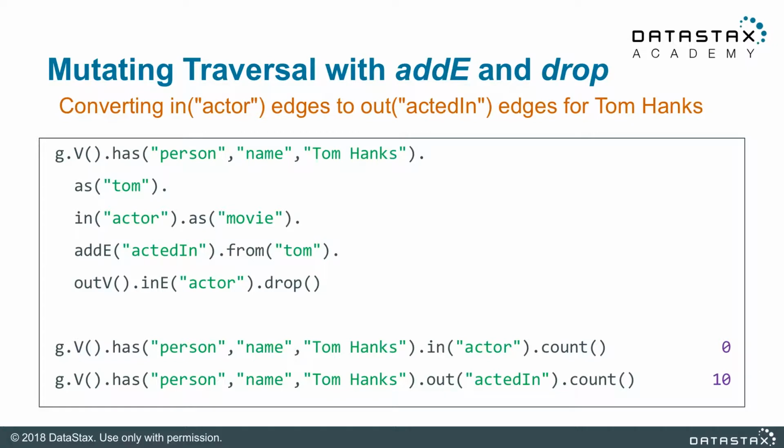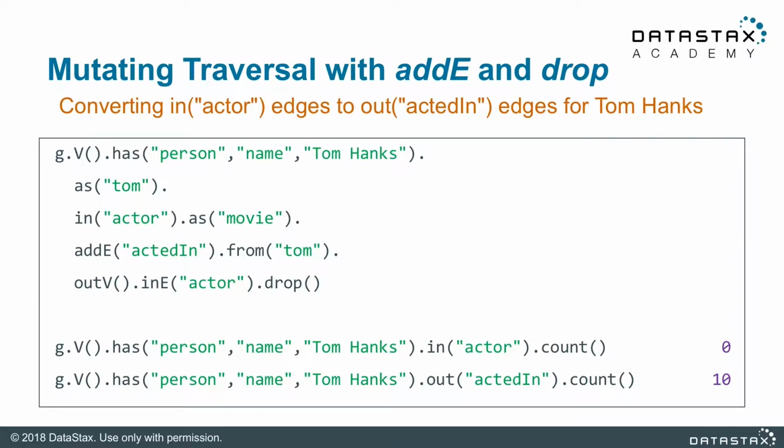So let's take a look at some of the results. The second traversal on this slide shows that we get to the Tom Hanks vertex and we want to count how many incoming actor edges there are. Sure enough, there are 0 because we removed them. In the third traversal, we will go to the Tom Hanks vertex and count the outgoing actedin edges, and we see 10, which reflects the dataset that we have in our sample graph schema. So essentially, in this example, we have removed the actor edges, replaced them with actedin edges, but now they're in the reverse direction.